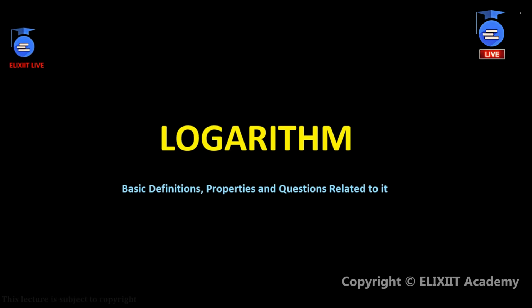Okay, so if we talk about this chapter, logarithm, this is one of the easiest chapters and a very scoring topic. We have certain laws of logarithm, properties of logarithm, based on which questions are normally asked.